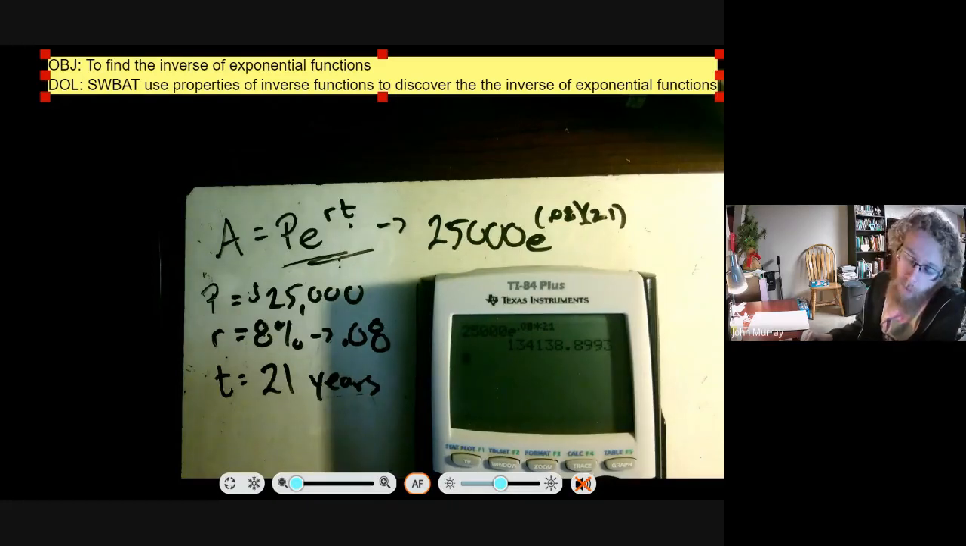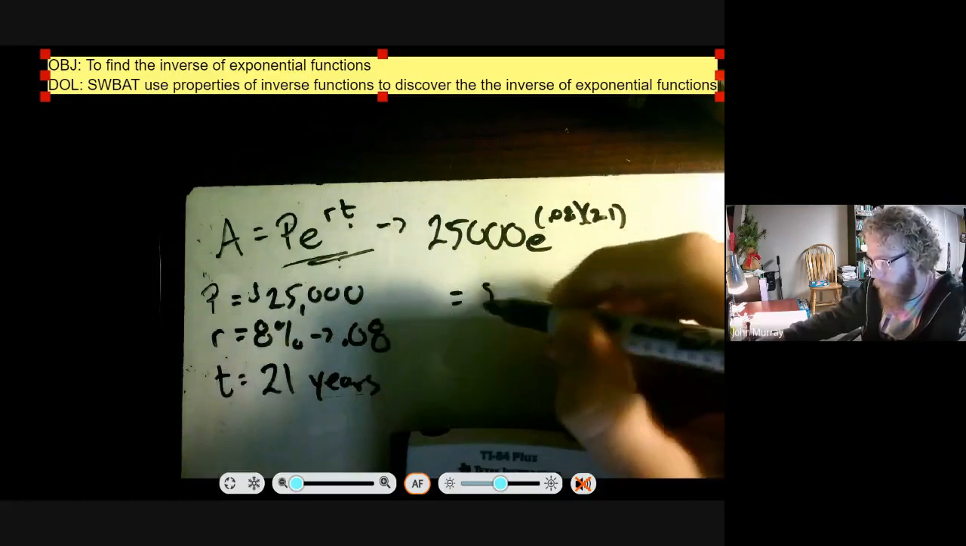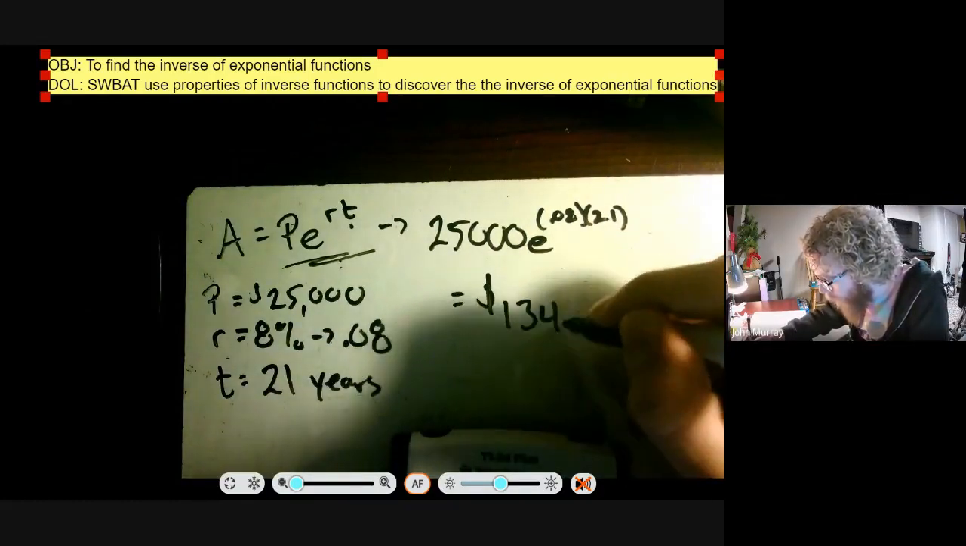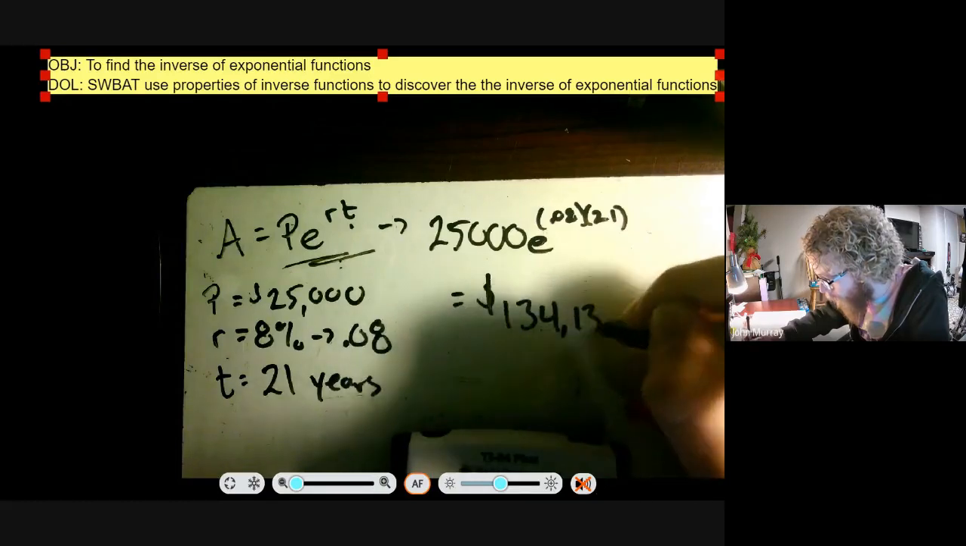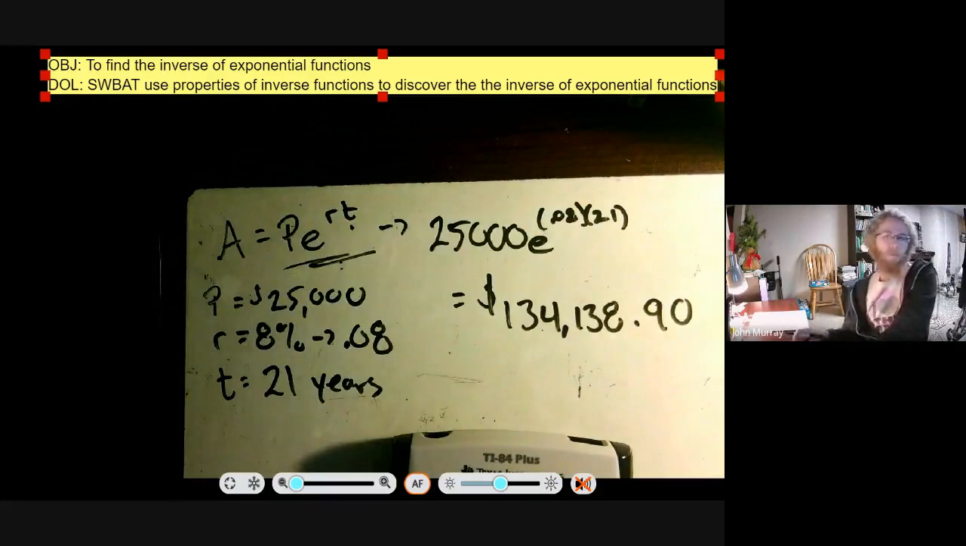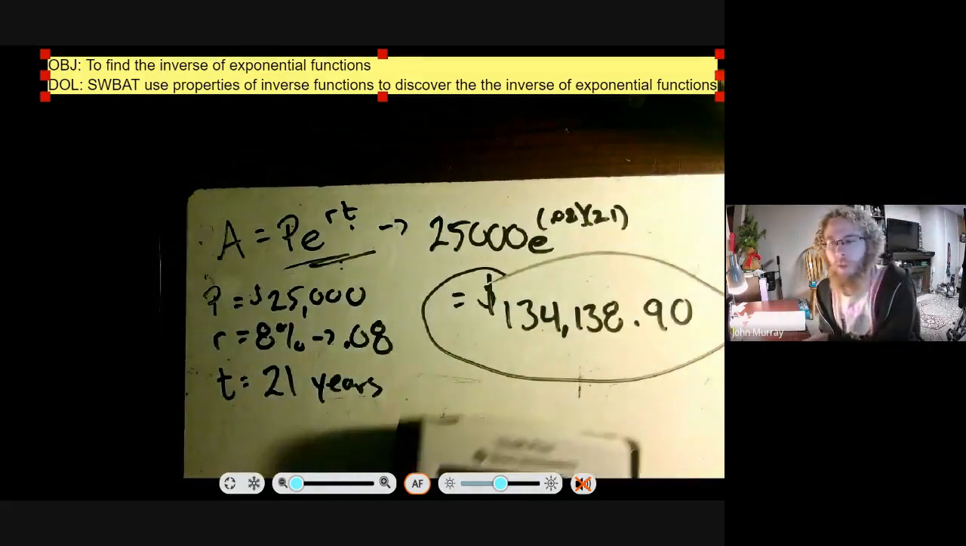So that is quite a bit of money. After 21 years, you're going to have $134,138 and we'll say 90 cents. So after 21 years, you got well over 100 grand. All right, so there we have our first problem.